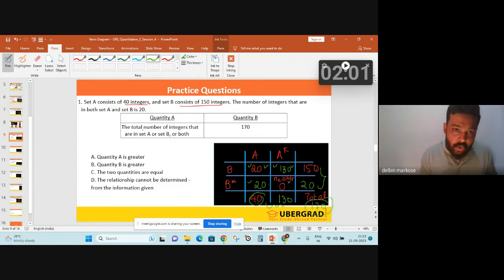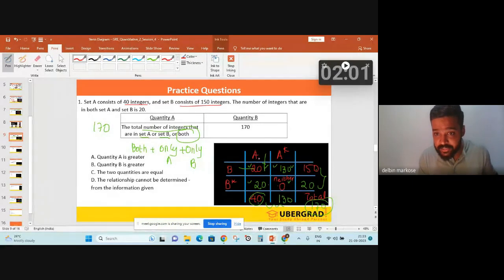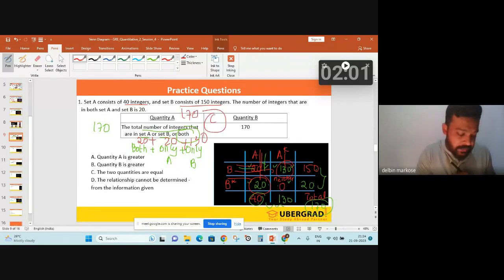What they're asking is the total number of integers that are in set A or set B or both. It means you can think this way. Both regions we consider, then only set A and only set B, because anyway the neither is zero. So the answer will be 170. If you're confused, consider all the categories. Both will be 20. Only category A, B is out, that's 20. And only B, A is out, 130. You add it, you still get 170. Both the quantities are equal. Option C. Is this answer explanation clear to everyone? I'm just showing the different ways they will frame the questions for the exam.